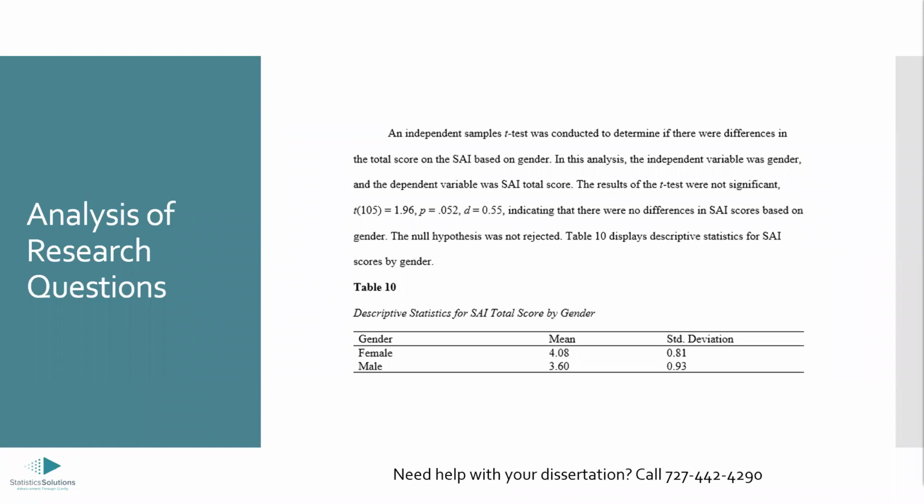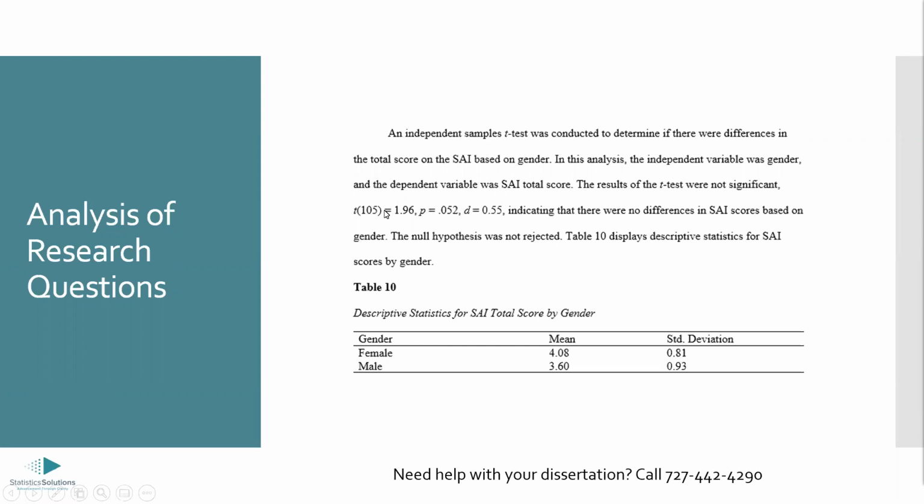So now let's go through some examples of how you might report the results of some common statistical tests. We'll start with just a t-test. Here's an example of a t-test where our results are not significant. You see here, we start with a discussion of what test we're conducting. We're saying we're conducting a t-test, and we're identifying our independent and dependent variables.